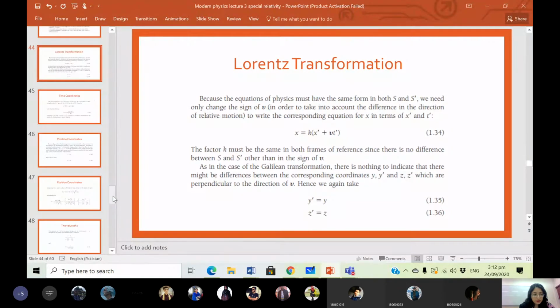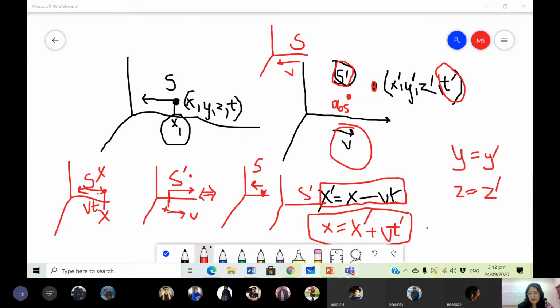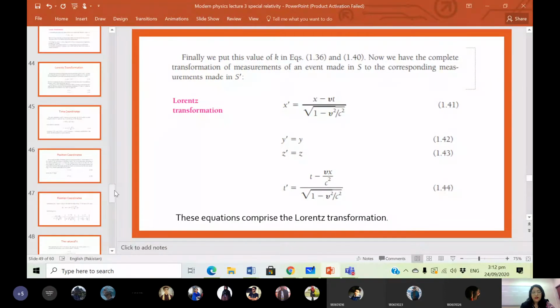This is the Lorentz transformation, okay? Here the equation we had was x dash equals x minus vt, right? That is what we had. Now this gamma factor will be there, and we're going to derive it as well. And t dash will be more complicated. It's not going to be simply gamma t. So we have to figure out what the Lorentz transformation is.